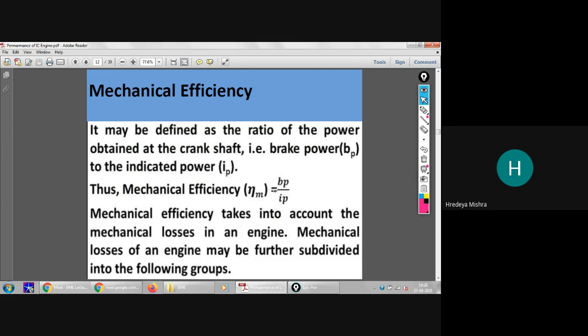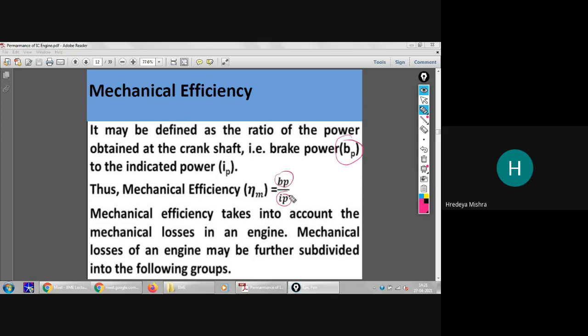Now, mechanical efficiency. We can say that mechanical efficiency may be defined as the ratio of power obtained at the crankshaft, that is brake power BP, and indicated power IP generated in the engine.